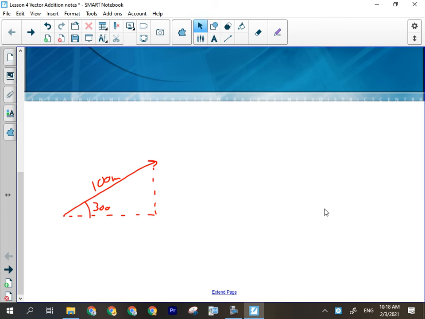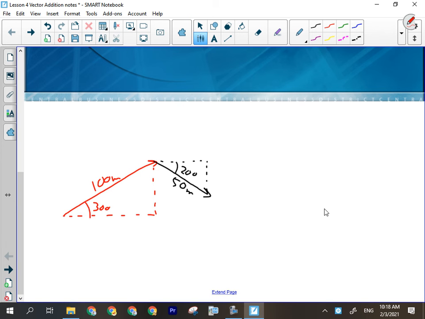So the vector we just dealt with, added to that vector. Okay, so the question would say, add these vectors, 100 meters at 30 degrees north of east and 50 meters at 20 degrees south of east. Okay, so I draw a diagram. I draw the tail, the head, and I put on their triangles.